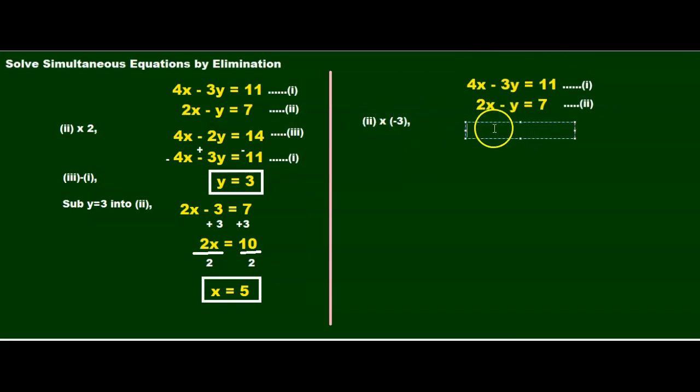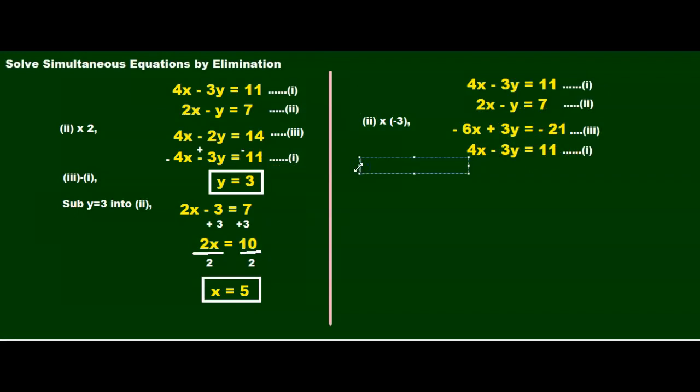So equation 2 is this one. So 2 times negative 3 gives me negative 6x plus 3y equals negative 21. And I'm going to call that equation 3. Going to once again copy and paste equation 1 so that I have them in the same column and we can add down our two equations easily.